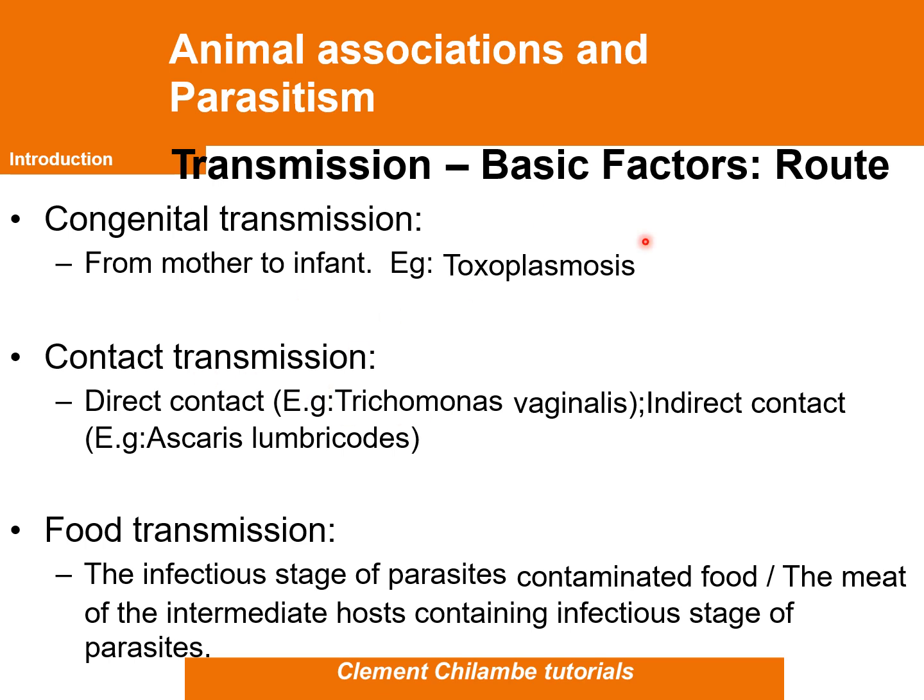Then we have another route of transmission, which is the contact transmission. Direct contact, we talk about Trichomonas vaginalis, and we have indirect contact. An example that we can give is Ascaris lumbricoides. Yes. Then thirdly, we have the food transmission. So the infectious stage of parasites contaminated food, or the meat, or the intermediate hosts, contains what? The infectious stage of the parasites.